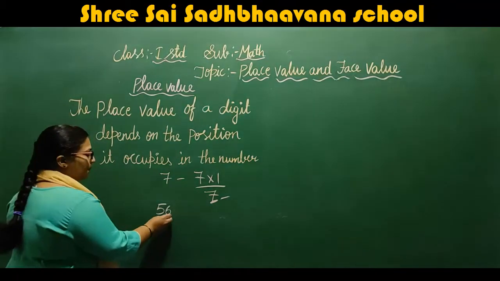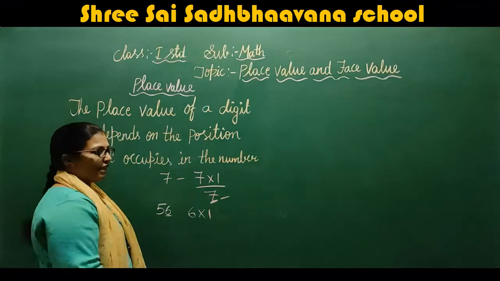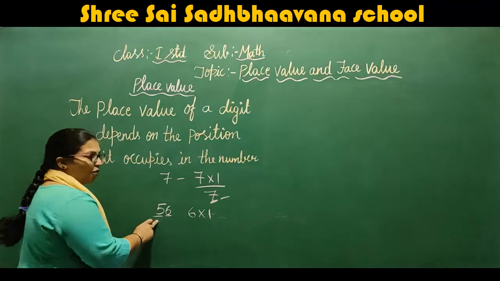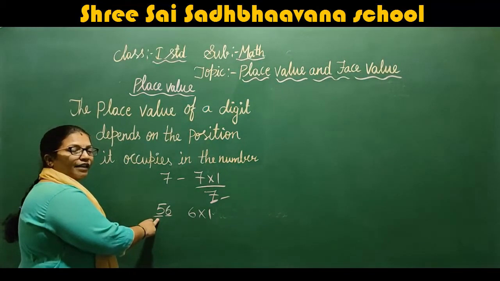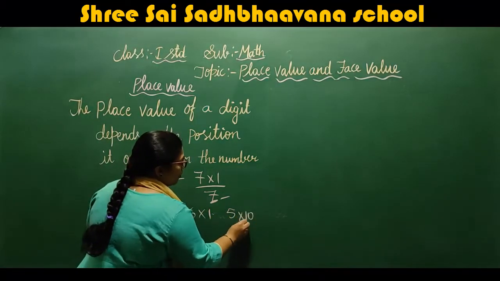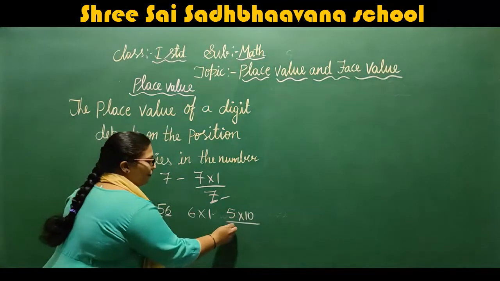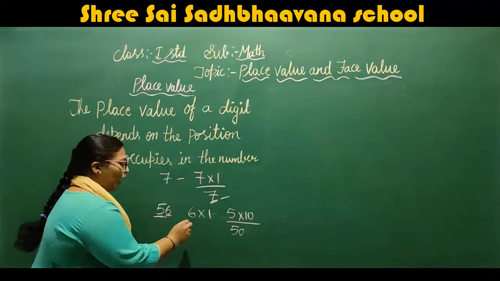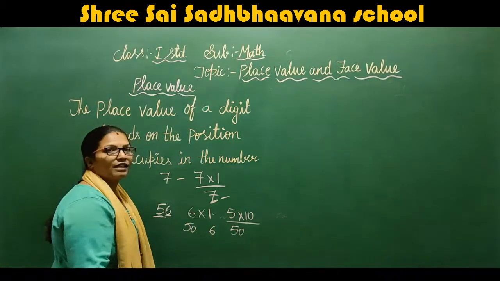Now 56. What is the place value of 6 here? 6 into 1, 6 itself. Here, what is the place value of 5? 5 is in the tens place. How many tens are there in this 5? 5 tens, right? So 5 into 10. 5 tens are how much? It is 50. What is the place value of 5 now? The place value of 5 is 50. The place value of 6 is 6 itself.